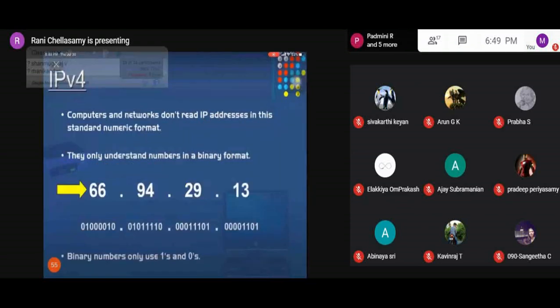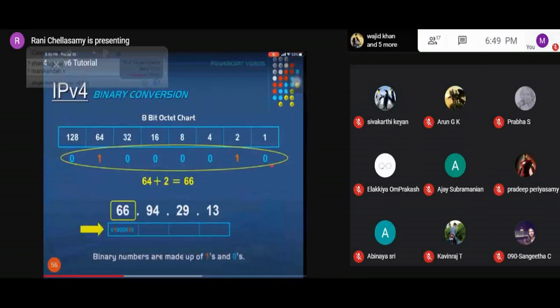Usually the computers and the network don't read the IP address in the numeric format. Only the binary format, represented as zeros and ones, is understood by the computer. So how do you get this for 66? How are you getting this? You can use this table, which we call the 8-bit octet chart.